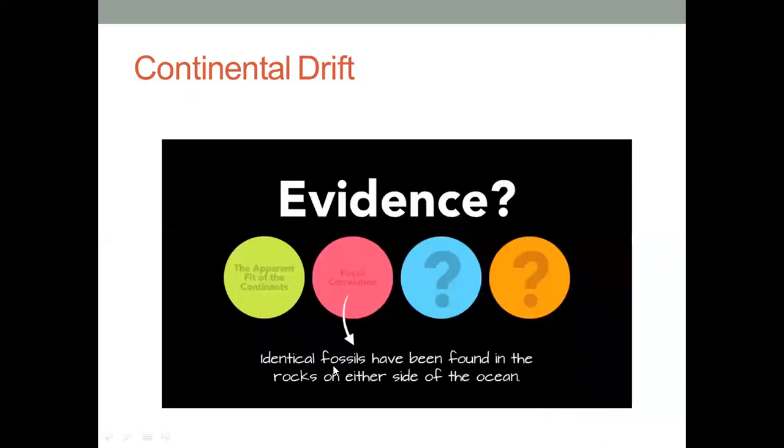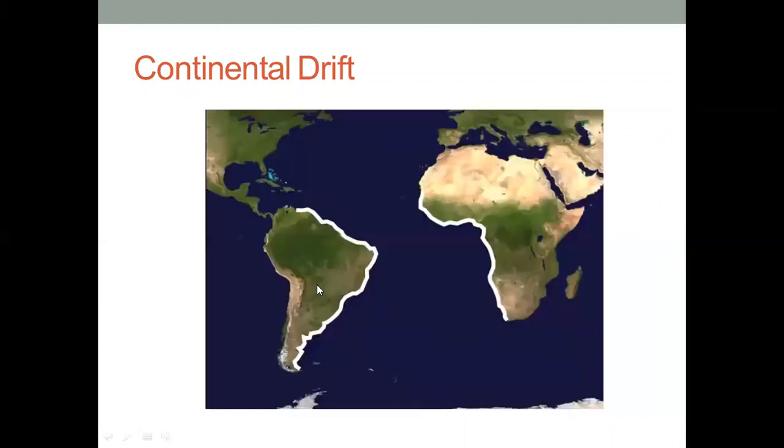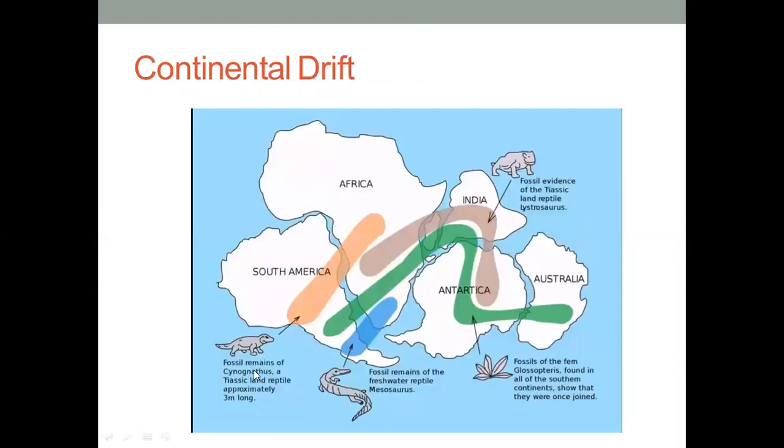And the second one, identical fossils. Identical fossils have been found in the rocks on either side of the ocean. Here and here, on either side of the ocean, identical fossils have been found in the rocks of these places. That is the fossils of Cynognathus, then Mesosaurus. The fossils of these species have been found in many places, I mean, the coastlines of these places.